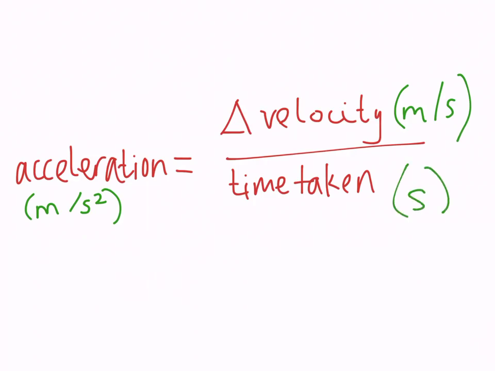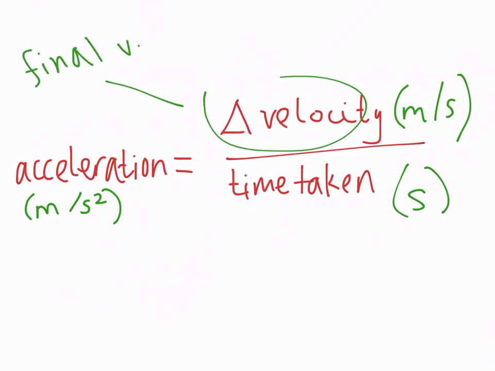So change in velocity is equal to the final velocity minus the initial velocity. So that's how we find the change in velocity. And then we divide it by time taken to find the acceleration.